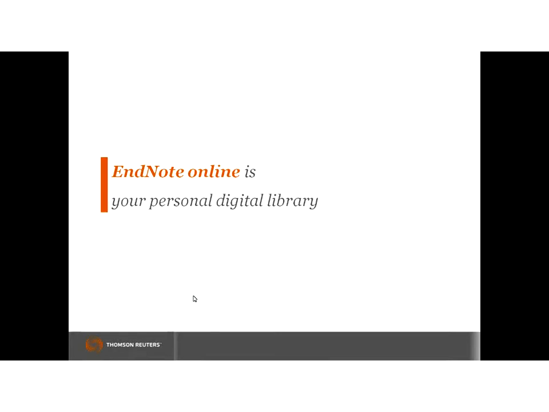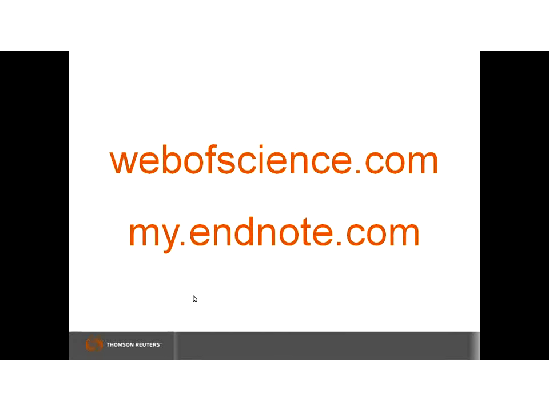Formatted. You try to get the full text, everything in one place. EndNote Online is software, or a place where you can save all the papers that you read and that you want to keep when you write your paper. You can access EndNote Online from webofscience.com or my.endnote.com.